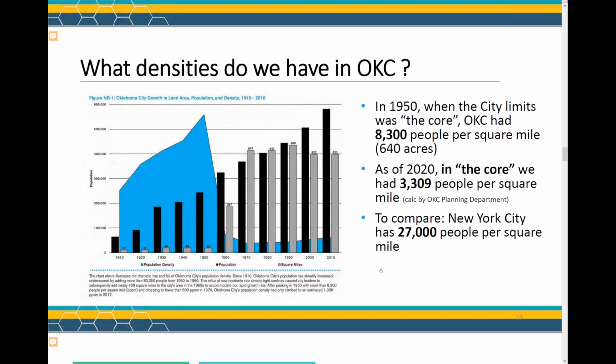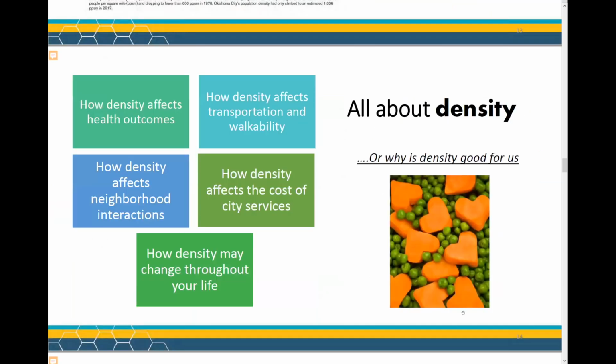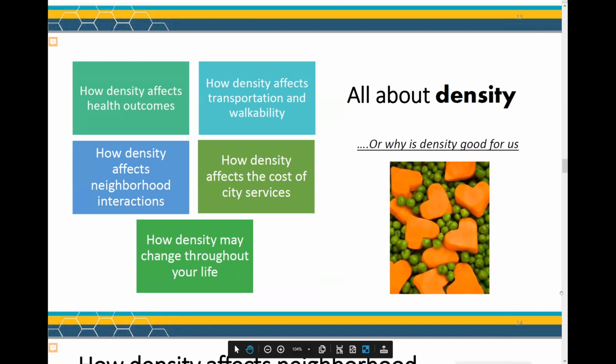I had our guys in the planning department look at the 2020 census and calculate just our urban high and urban medium, our core density now, and it's 3,309. So we're less than half of the density we were in 1950 in the core. Now let's compare that to New York City, because for scale, New York City has 27,000 people per square mile. So I'm hoping that gives you some metrics about how dense Oklahoma City is or isn't. So now that I've explained density, if there were no questions, Ashley.